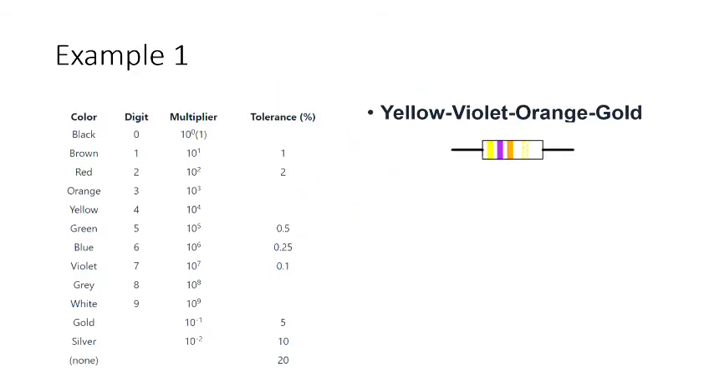Let us now consider a few examples which would help us better understand the concepts of color coding of carbon resistors. Example number 1: you have been given a resistor whose color codes are yellow, violet, orange, gold. As we can already see, this is a 4-band resistor.